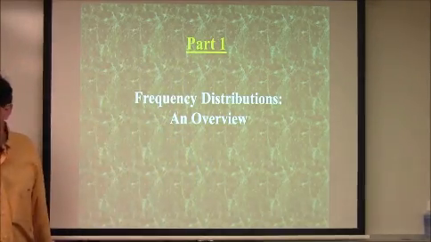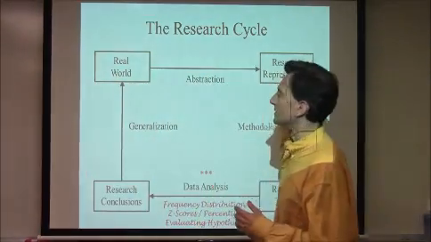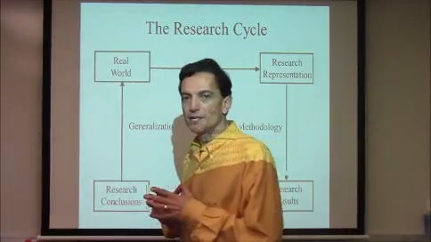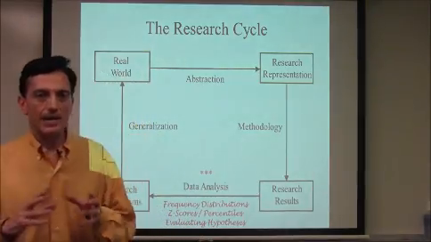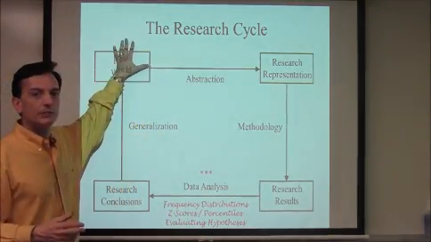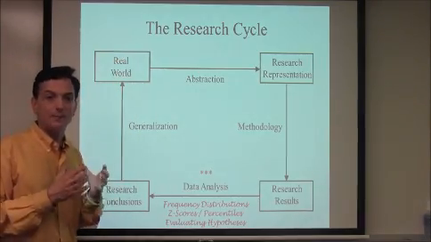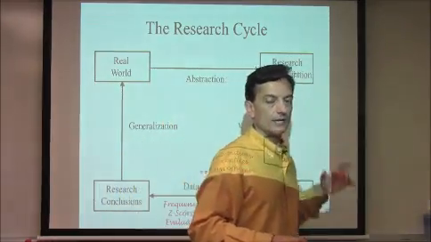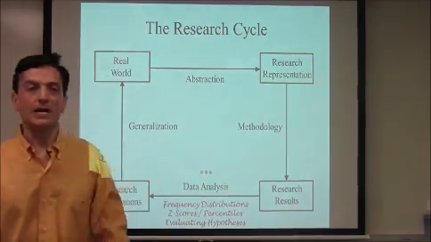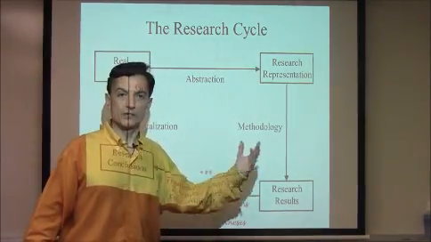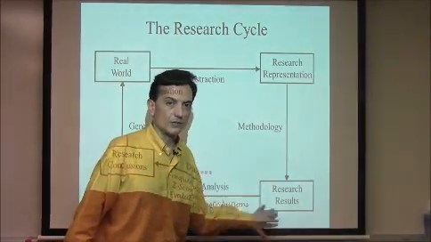Okay, let's see if we can begin by talking a little bit about frequency distributions within the context of our research cycle that we see here. As always, we remind ourselves that as psychologists, we're interested in the science of behaviors, thoughts, and feelings, and those would constitute the real-world phenomena that we have shown here schematically. From that, we abstract or take our samples and make some operational definitions to get something that's manageable, a research representation. And then once we have that representation, we can use any of a number of different kinds of methodologies, including survey methods, observational methods, or experiments, to generate some kind of research results.